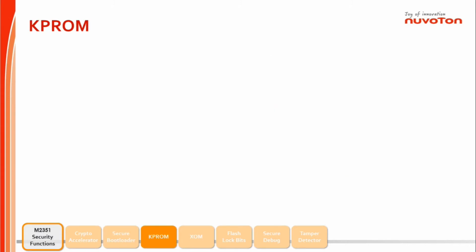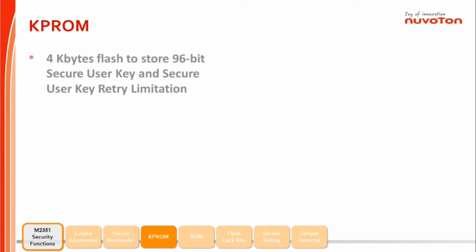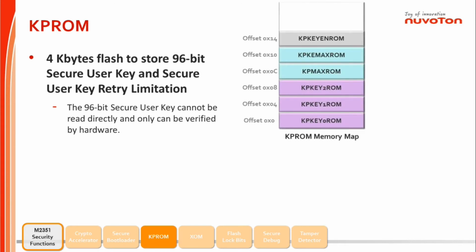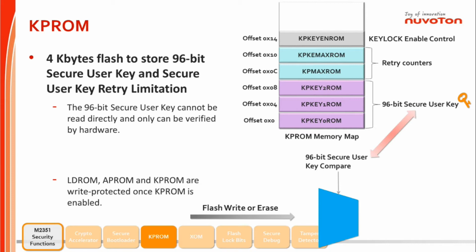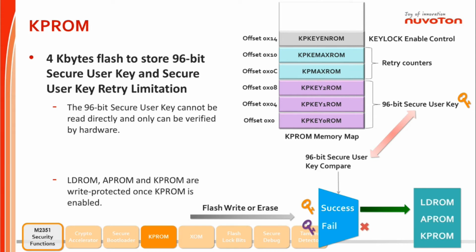The KP-ROM locates in flash area. A 96-bit secure user key and retry counters are stored here. The secure user key should be programmed before enabling KP-ROM. If KP-ROM is enabled, the user needs to input a 96-bit value before write or erase flash memory. This value is compared to the key stored in KP-ROM. If the comparing result is identical, the operation can continue. Otherwise, the write or erase operation will be blocked.